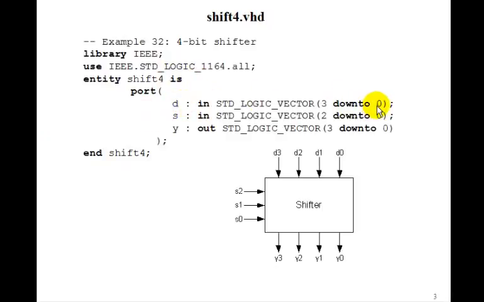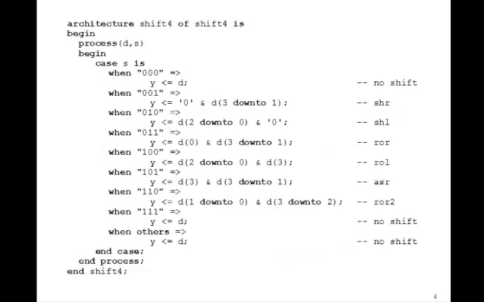D is 3 down to 0, this input. S is the 3 control lines, 2 down to 0. And Y is the output, 3 down to 0. So we implement it just using a big case statement. Process D, S, so case S, when S is 0, there's no shift, so Y just gets D.